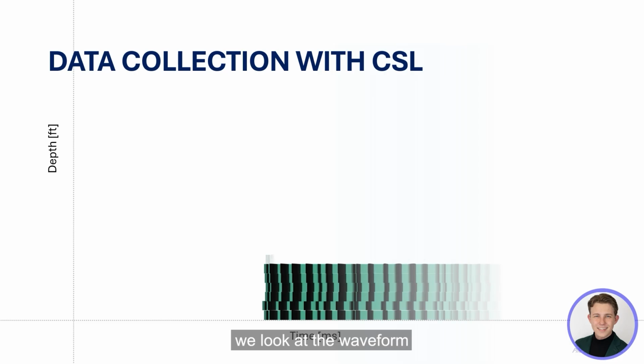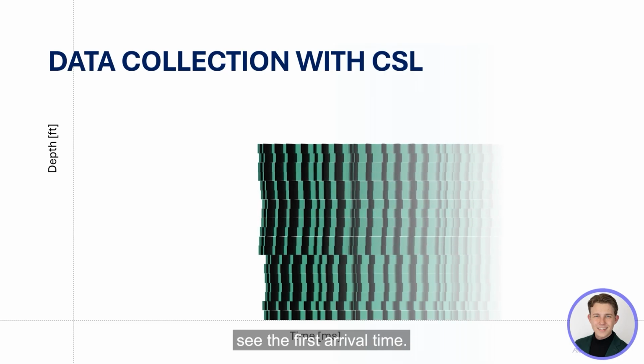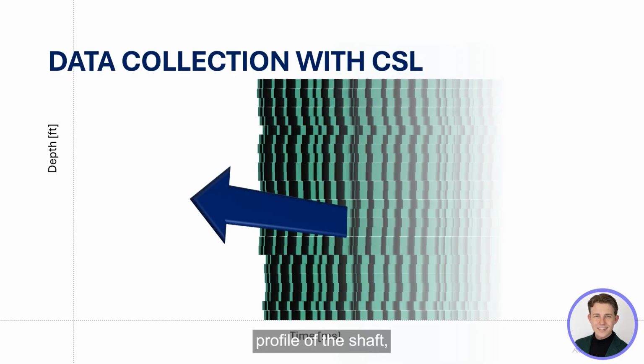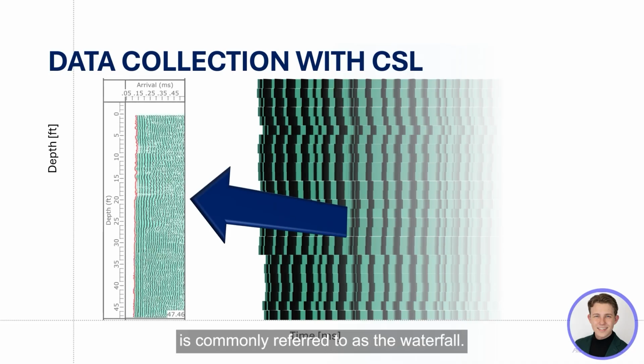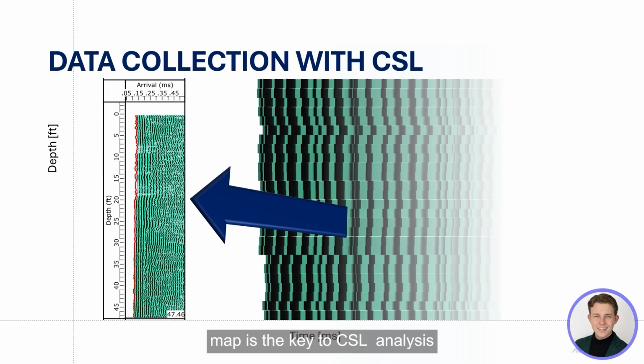For that reason, we look at the waveform from above to clearly see the first arrival time. Because of its layered flowing appearance, the resulting CSL graph, which shows the ultrasonic profile of the shaft, is commonly referred to as the waterfall. The waterfall profile map is the key to CSL analysis. It allows us to identify anomalies in the concrete shafts.